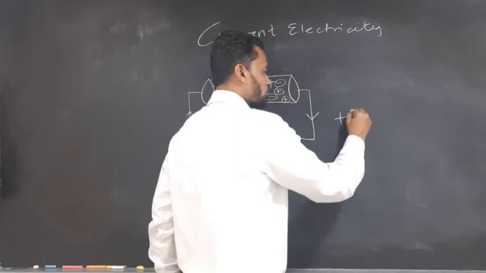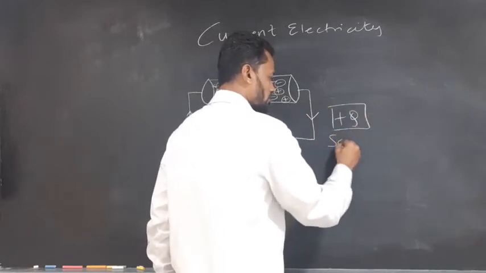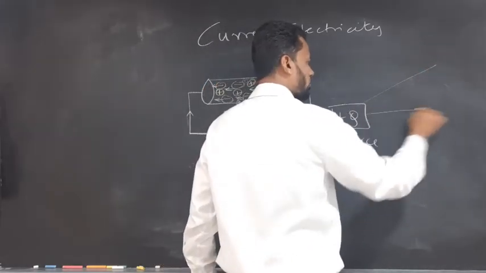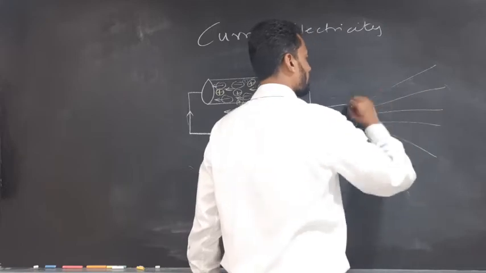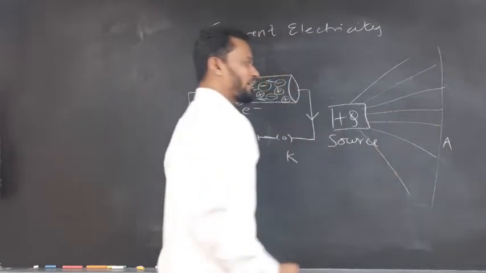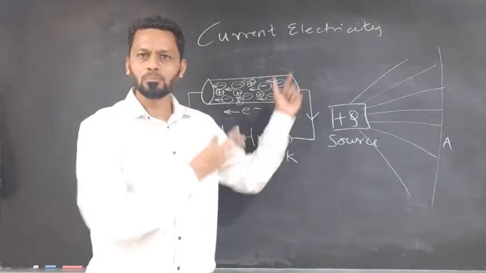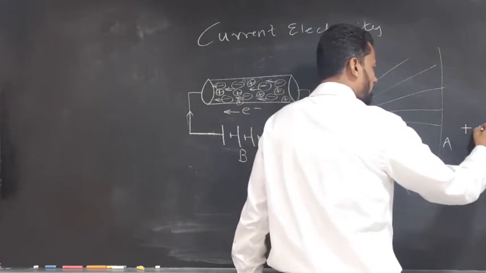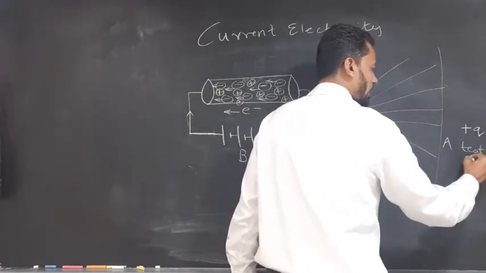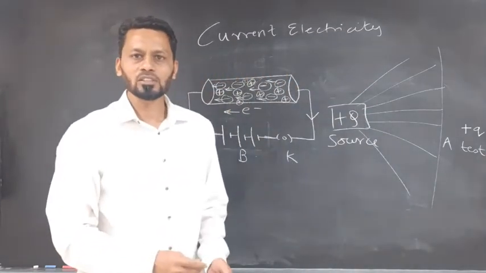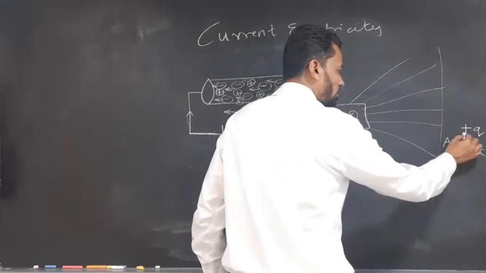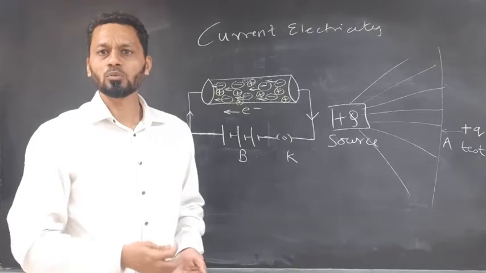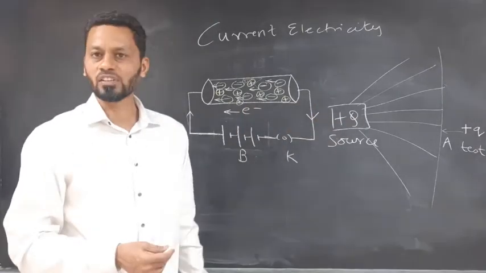Let's say I have one source charge plus Q, and this source charge has a field somewhere up to this point, let's say up to this point A. This plus Q charge has a field up to this point A. Now if I have one more plus Q charge, let us say this charge is my test charge, and I bring this particular test charge from some point close to this field. That means I am doing work on this particular charge to bring it up to this field.